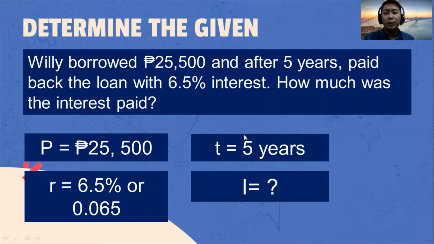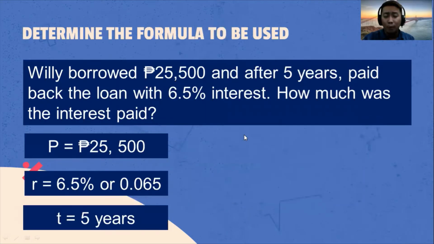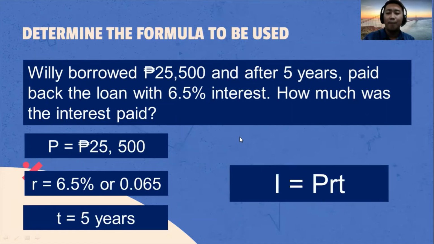Then we are going to determine the formula to be used because we are looking for the simple interest. That is, simple interest is equal to the principal amount multiplied by the rate multiplied by the time. Let us now try to solve the given problem.